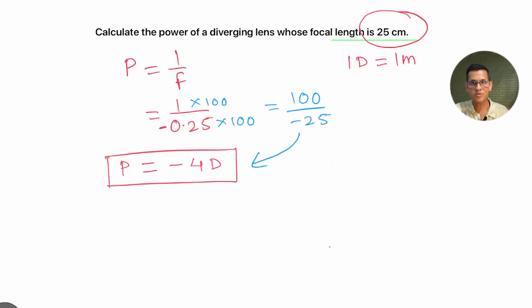Sometimes in the lens problems, they will not directly give you the focal length, but they will give you the power of the lens and ask you to find the focal length. But you can use this formula and easily find the focal length and then use it in the lens problem. So that is the end of refraction of light.